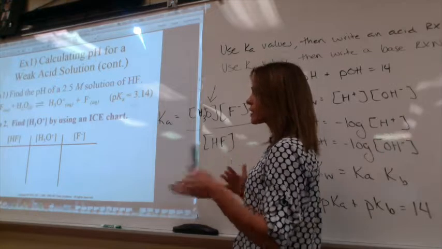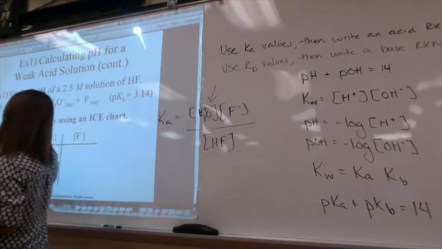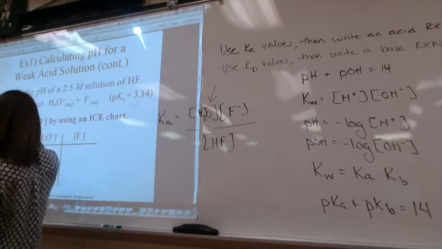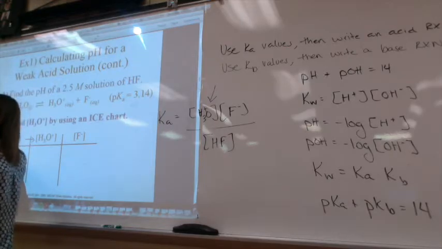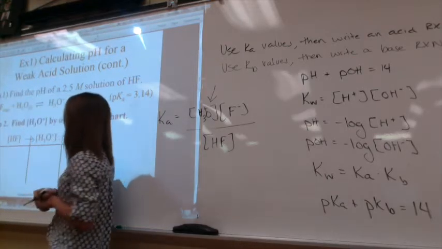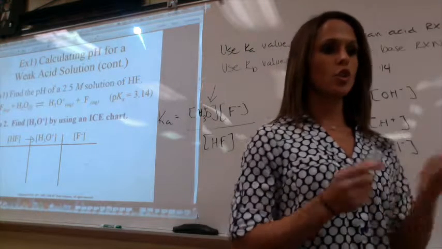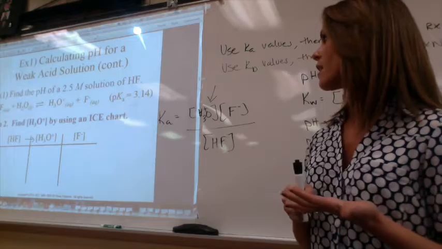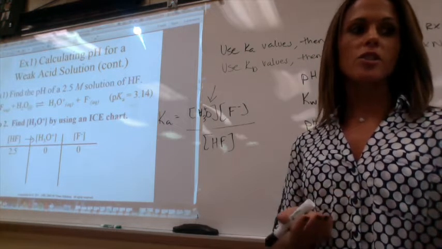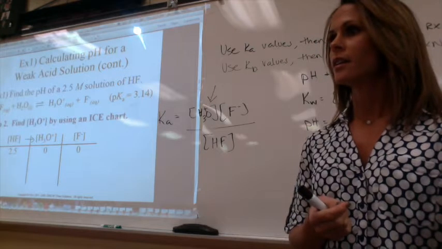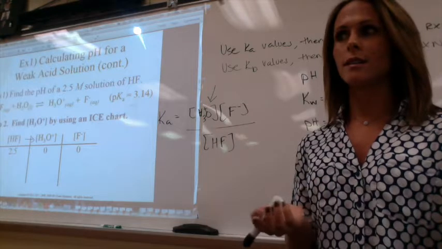So let's relive ICE charts. Your whole reaction is here. I'm going to put the arrow in so you see it. We dropped water because water is not part of it. Our initial concentration of HF is what? 2.5. What's H+ and F-? 0. So how much does HF go away? Minus X, and H+ and F- increase by plus X.